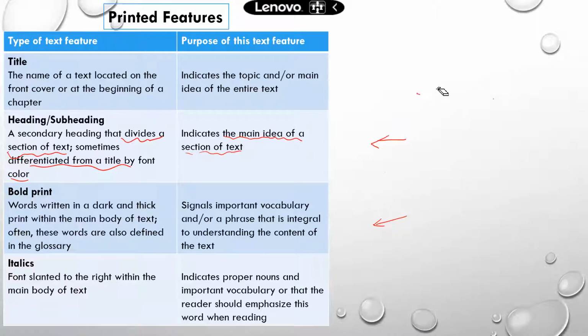Now let's look at bold print. Bold prints are usually words that are written in a dark and thick print. And often these words are defined in the glossary, right? If you're reading a real book, these words in bold print are usually defined in the glossary. Now, the bold print usually signals important vocabulary and or phrases, words or phrases that are very important to understanding the content of the text. And some people may use bold print to emphasize certain words or phrases.